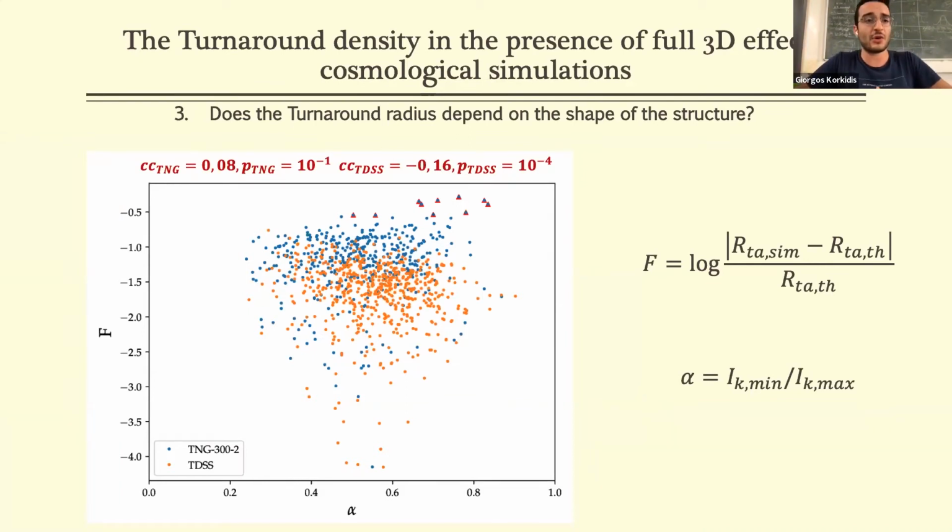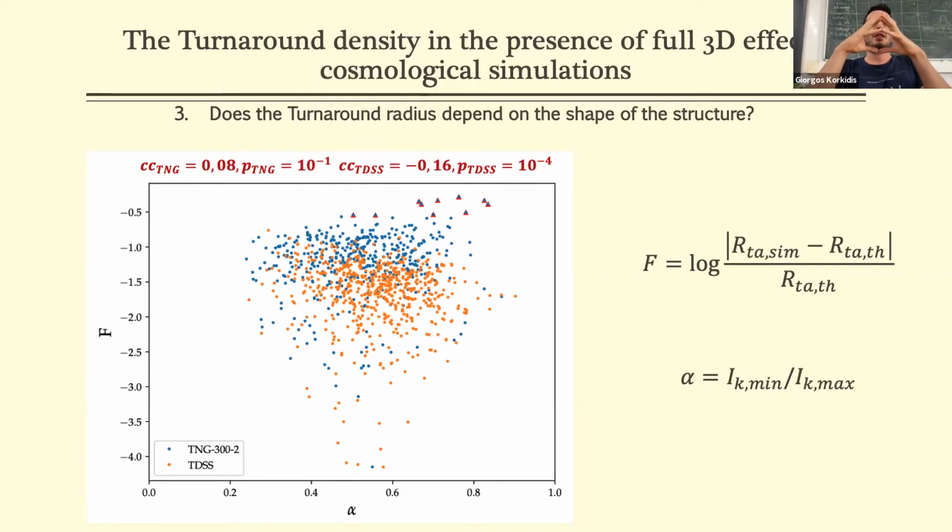So what am I showing you here? On the x-axis, we see the metric alpha. We call it a sphericity metric, which essentially is the aspect ratio of the principal axes of inertia of each halo. A value of 1 stands for very spherically symmetric halos, whereas a value of 0 stands for prolate or oblate objects. And the value of F stands for the fractional error of the turnaround radius with respect to the predicted value of the spherical collapse model.